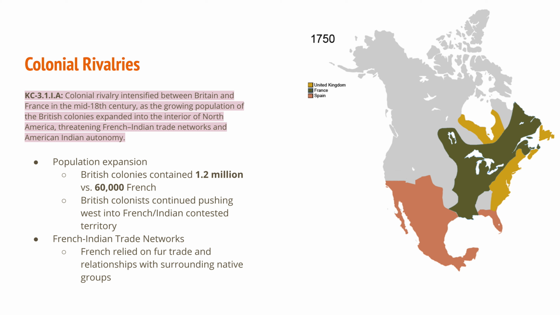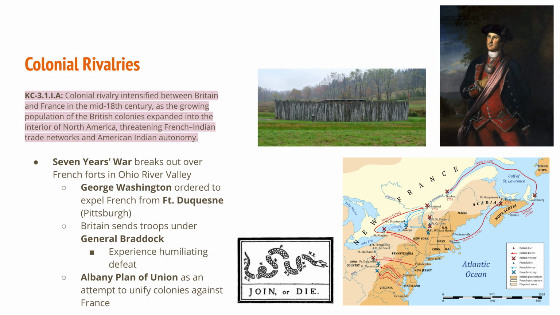The British colonists continue pushing west, and as they continue pushing west, they are going to run into more conflicts. These French and Indian trade networks relied on the fur trade, and so therefore the French had a better relationship with the surrounding native groups because they required their help in getting the furs to send back to Europe. But that doesn't mean that the British won't have some Native American allies either. So we'll see that when the fighting actually begins.